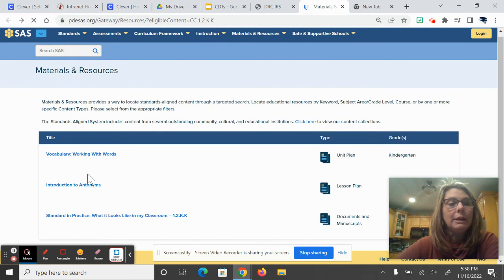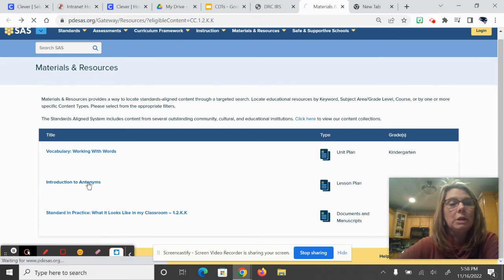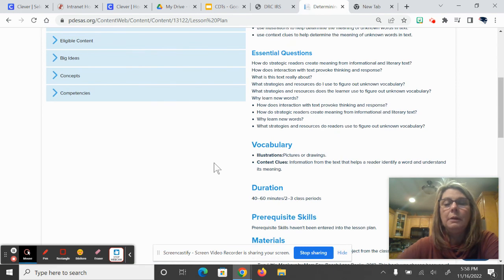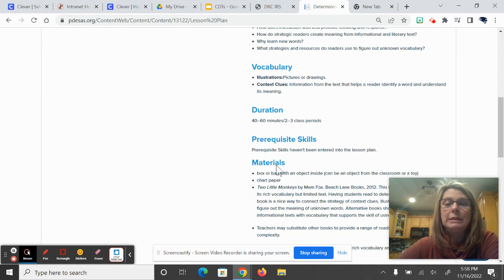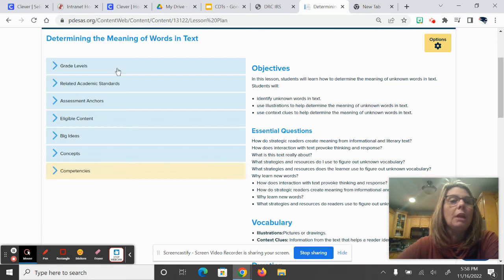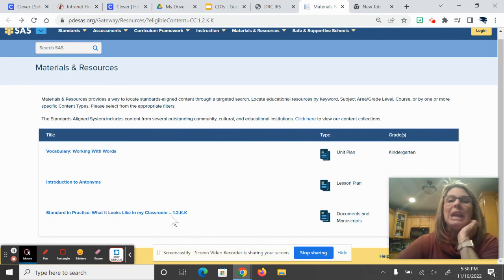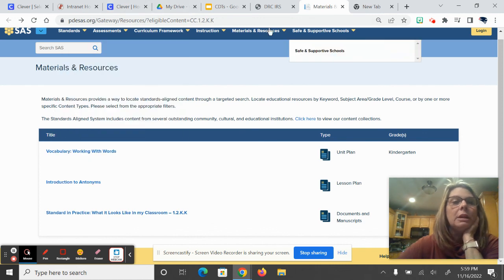We're going to go back. Like I said, there's another one for introduction to antonyms. There's another lesson plan there. It talks about illustrations, context clues, etc. Likewise, I'm going to go back again. What it looks like in the classroom. Again, this is a kindergarten standard. So it's really looking at this through a kindergarten lens, which is where he is with vocabulary.